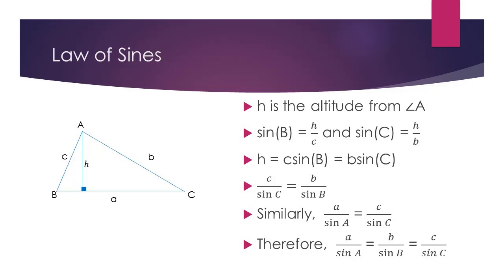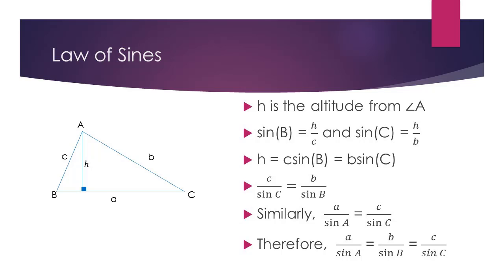So you'll see that with our blue triangle, we have sine of B is equal to h over c, and sine of C is equal to h over b. If we solve for h, we get that h is equal to c sine B, and h is also equal to b sine C. Since both of these equal h, they also equal each other. So we set them equal to each other, and then we can divide each side by sine B and sine C, giving us c over sine C is equal to b over sine B.